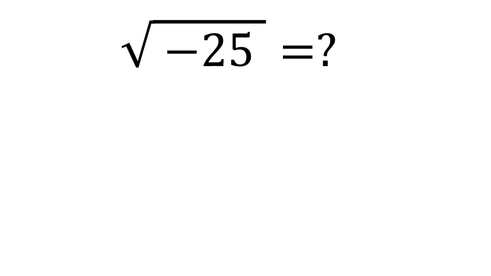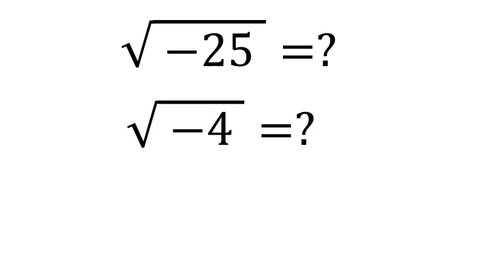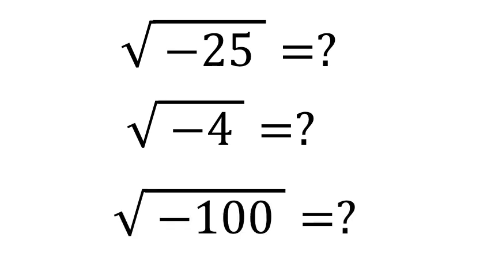Also, radicals of any negative number do not exist. So it is impossible to think about radical -25, square root of -4, radical of -100. All of these are impossible. They do not exist.